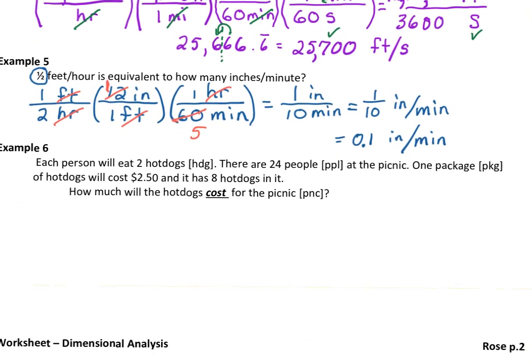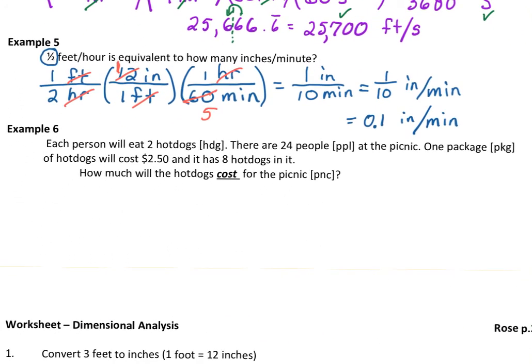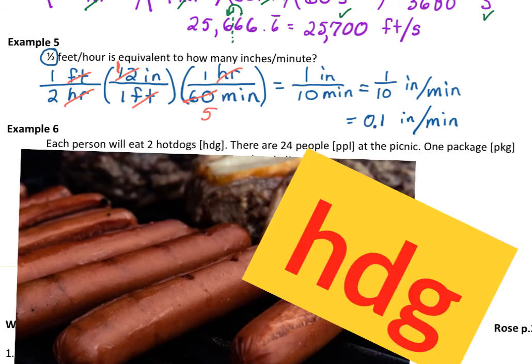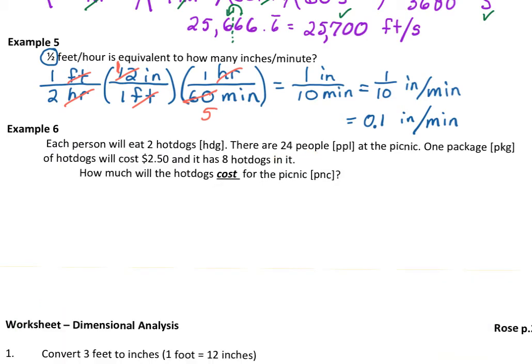In our next example, I'm going to introduce you to a very important unit, and that is the hot dog unit, HDG. Okay, not really, but that's what we're going to use to represent hot dogs. We're talking about a picnic where each person will eat 2 hot dogs. There are 24 people, PPL, at the picnic. One package, PKG, of hot dogs will cost $2.50 and has 8 hot dogs in it. How much will the hot dogs cost for the picnic?